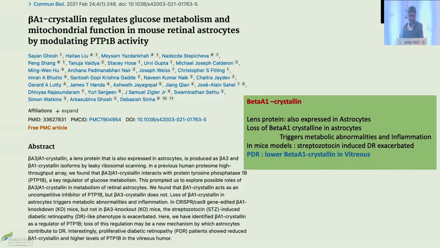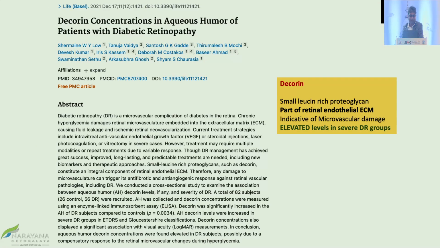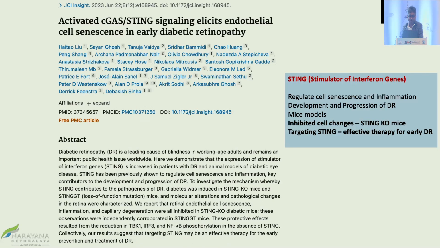This is again a different lens protein that is expressed in astrocytes. So when the expression is more, especially in PDR, there is a lower level of these astrocytes in vitreous. Decorin is a small leucine-rich proteoglycan. It's a part of the retinal endothelial ECM. These elevated levels are seen in severe DR groups again.